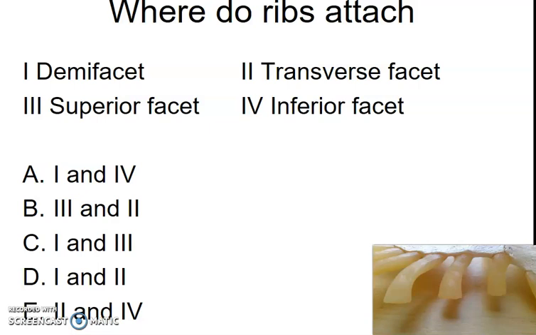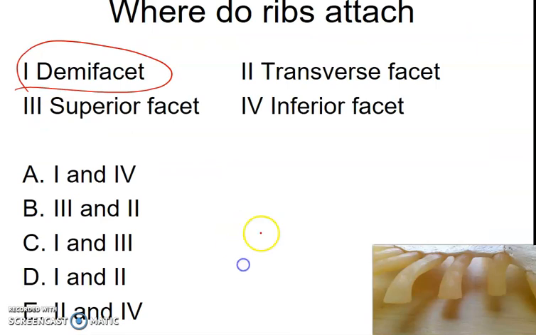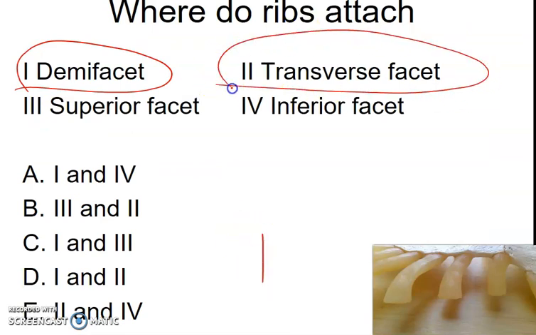So where do ribs like to attach? Well, they like to attach to demifacets, and they like to attach to the transverse facet. Therefore, anything with 3 and 4 are wrong. This has 3, this has 4. This has 3. This has 4. Wow! My choice is 1 and 2. You could also just go and look for 1 and 2, I guess.